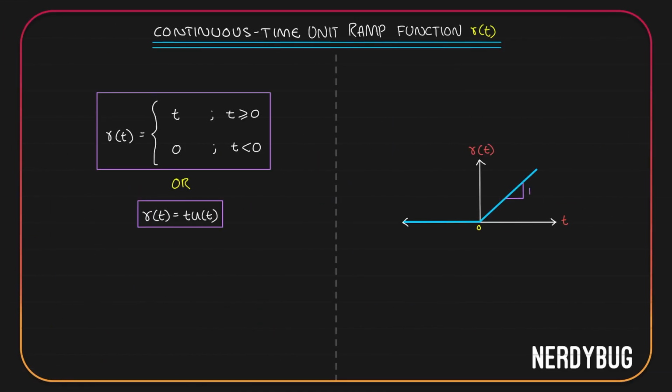Let's now move on to our next signal, continuous time unit ramp function. It is denoted as r of t. Mathematically, it is defined like this. r of t is t for all t greater than or equal to 0, and 0 for all t less than 0. Since it only has value when t is greater than or equal to 0, we can write it like this also. r of t is t u of t. Graphically, it can be shown like this. Till 0 we have 0. After that we have a line which has a slope 1.